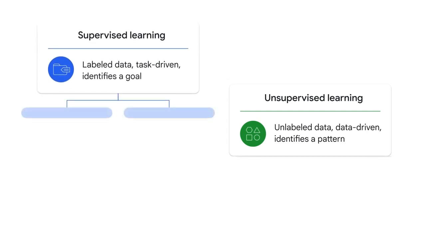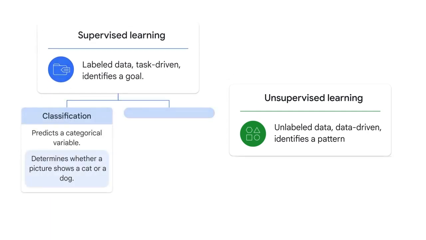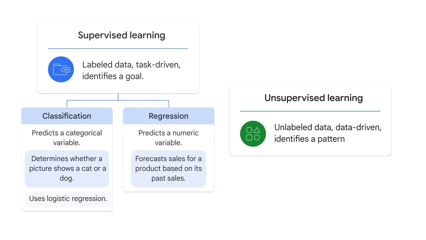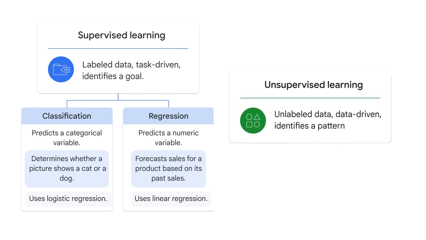There are two major types of supervised learning. The first is classification, which predicts a categorical variable, such as determining whether a picture shows a cat or a dog. In ML, you use models like a logistic regression model to solve classification problems. The second type of supervised learning is regression, which predicts a numerical variable, like forecasting sales for a product based on its past sales. You use ML models like a linear regression model to solve regression problems.